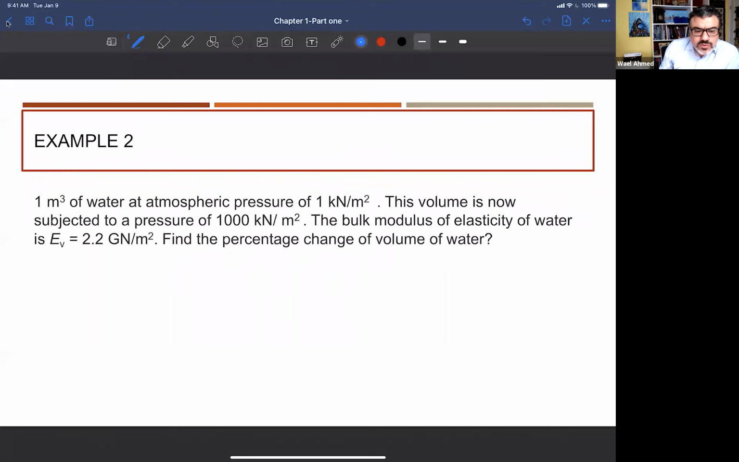The bulk modulus of elasticity of water is 2.2 giganewton per meter square. So giganewton here means 10 to the power, right? Nine in this case. So find the percentage change in the volume of water. So in this case, I have 1 meter cube, V1 is 1. Okay, and I have V2, which is not known. P2 is 1,000.